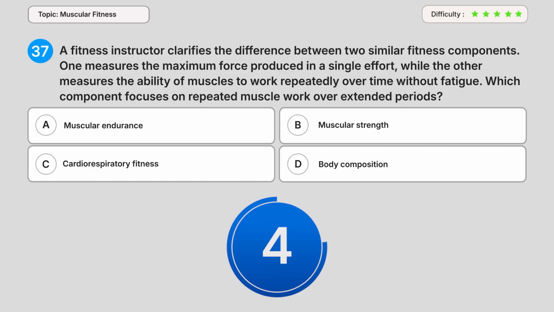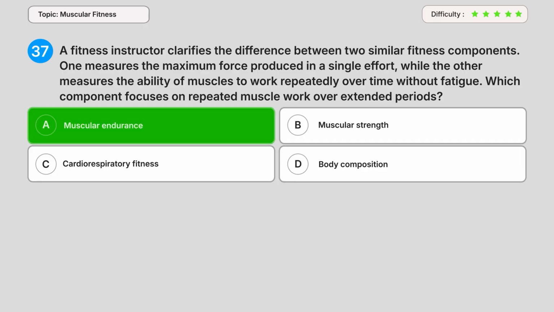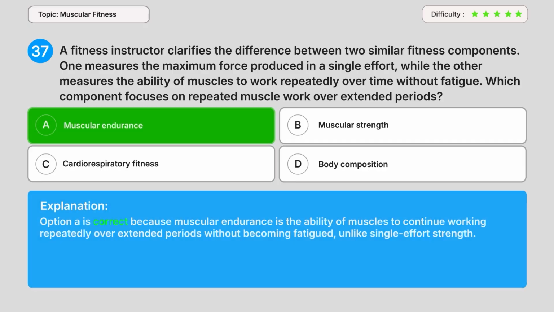Can you guess the answer? Correct answer, A. Muscular endurance. Explanation: option A is correct because muscular endurance is the ability of muscles to continue working repeatedly over extended periods without becoming fatigued, unlike single effort strength.